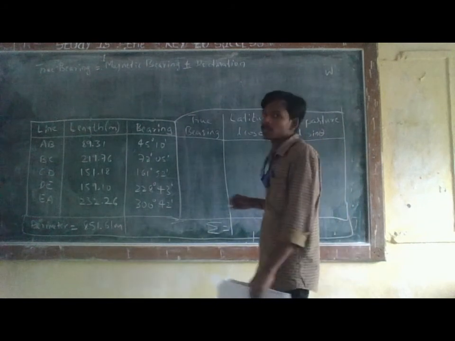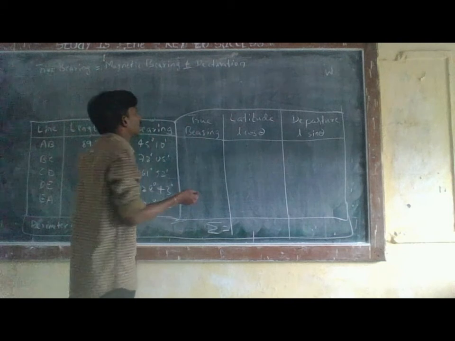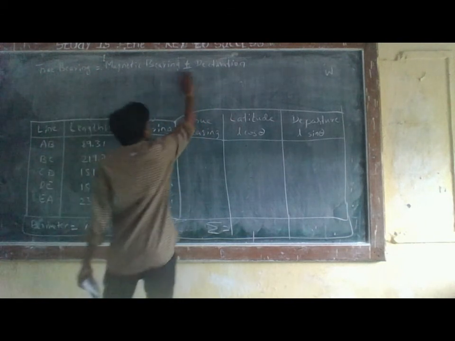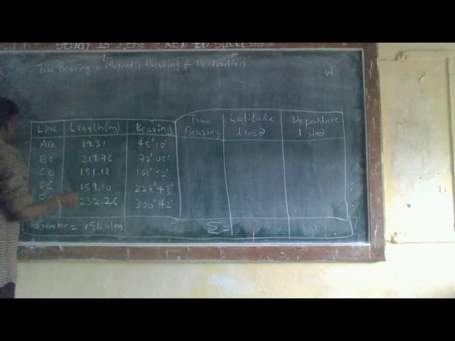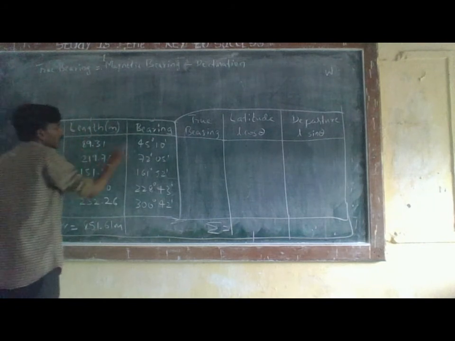So west means minus, east means plus. Here in this problem they have given the west declination, so we are going to take the sign minus. Now calculate true bearing for each line.